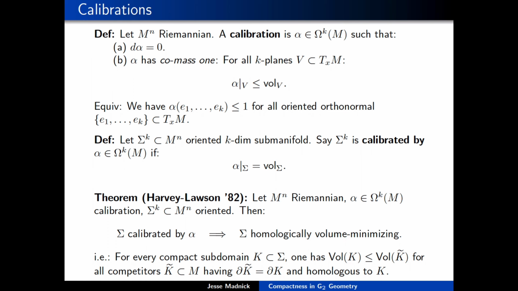Now, while I can't know for sure how Harvey and Lawson came up with these definitions and this theorem, the following might be how they did it. If you look at the proof for why complex submanifolds in C^n are volume minimizing, that was known some 30 years prior to Harvey and Lawson's work. If you take that proof and try to turn it into a definition, what you will end up with are exactly these definitions here of calibration and calibrated submanifold. So this is sort of an example of turning a theorem into a definition, as it were.